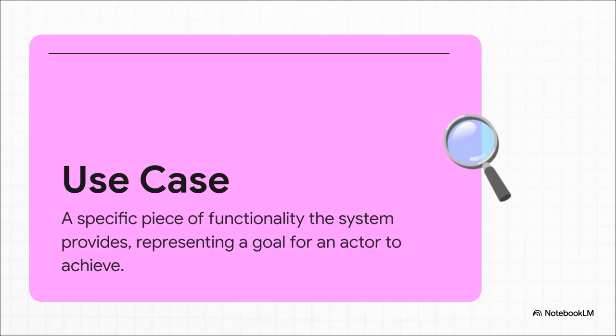Okay, so what's happening inside the system boundary? That's where we find our use cases. A use case is just a specific piece of functionality the system offers. It should represent a goal that an actor wants to achieve, and it has to provide a real observable result to that actor. It's not some hidden internal process. It's something the actor interacts with to get something done.